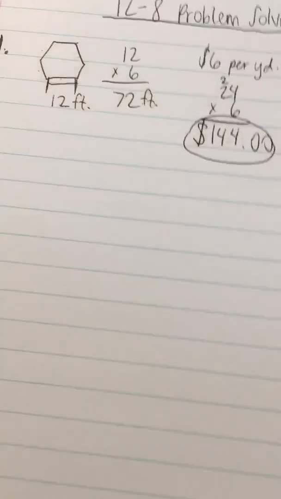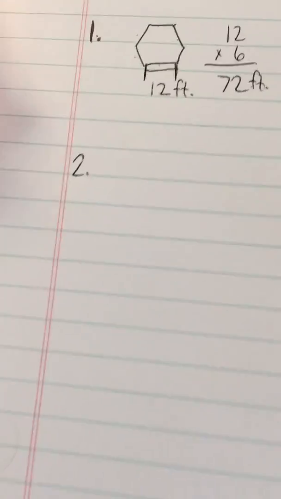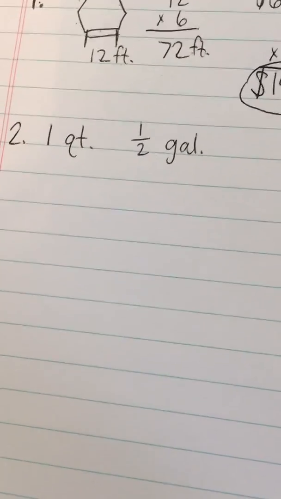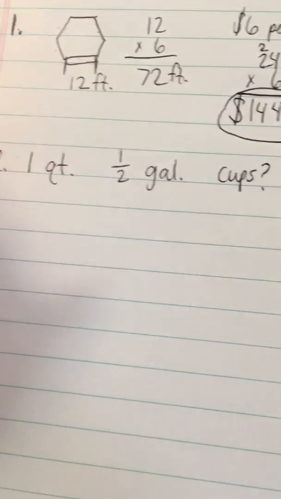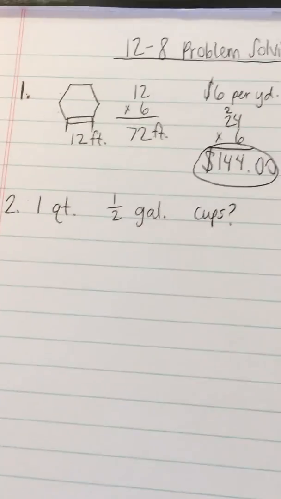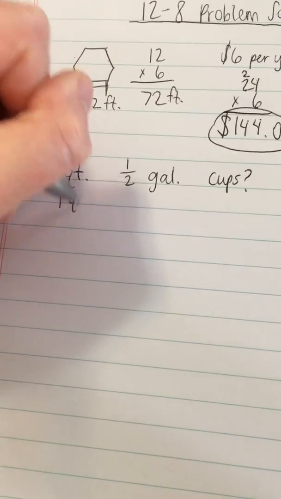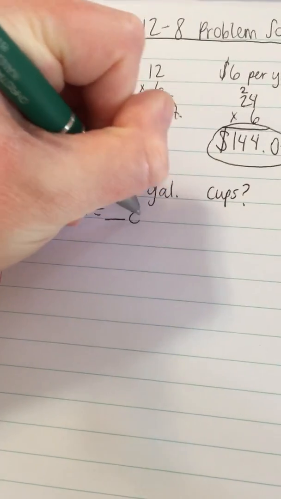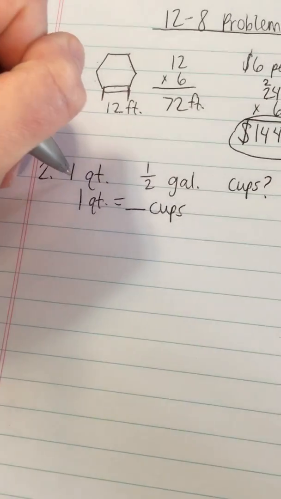says, Maggie buys, wrong question. Isaac buys milk to make milkshakes for his friends. He buys 1 quart of milk, and then he buys a half gallon of milk. How many cups does he buy? So we're looking for the cups. So he buys 1 quart, half gallon, we're looking for the cups, okay? So first I need to figure out that 1 quart equals blank cups. So I'm gonna do this one first, okay?